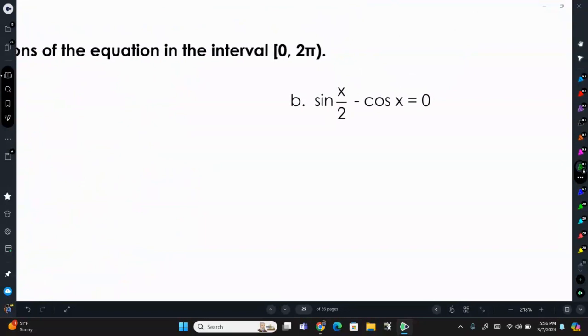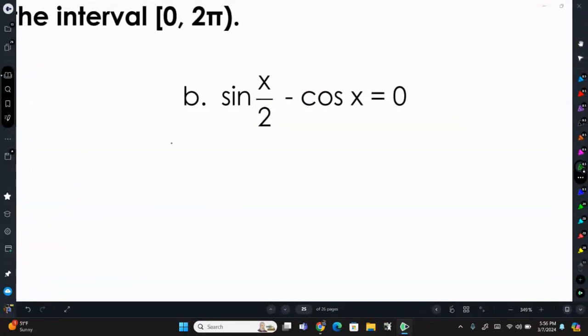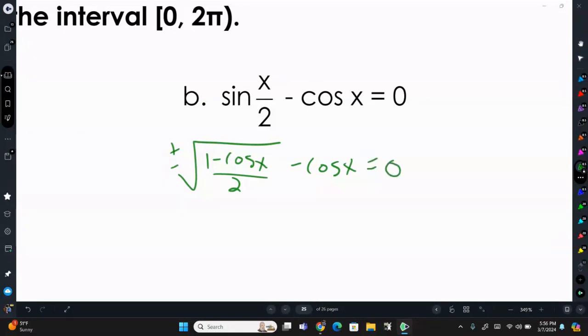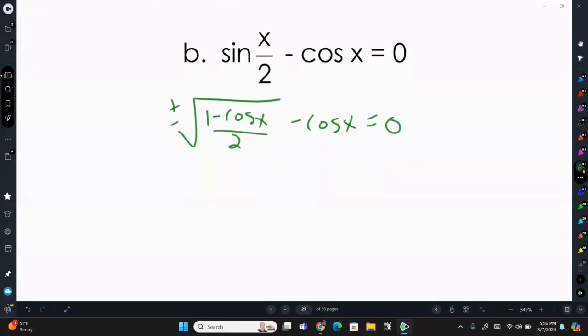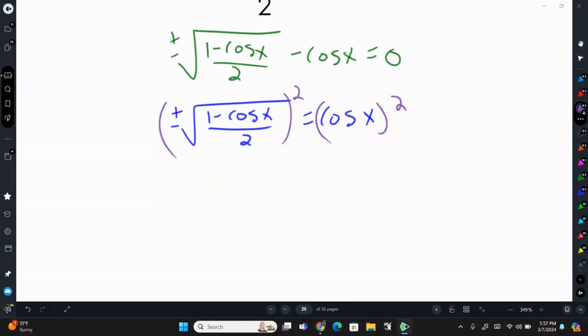So again, we're going to do the exact same thing we did over here, change that sine over 2 into plus or minus the square root of 1 minus cosine x over 2 minus cosine x equals 0. Add cosine x to both sides. So we get plus or minus the square root of 1 minus cosine x over 2 equals cosine x. Then we square both sides. When we square both sides, we get 1 minus cosine x over 2 equals cosine squared x.